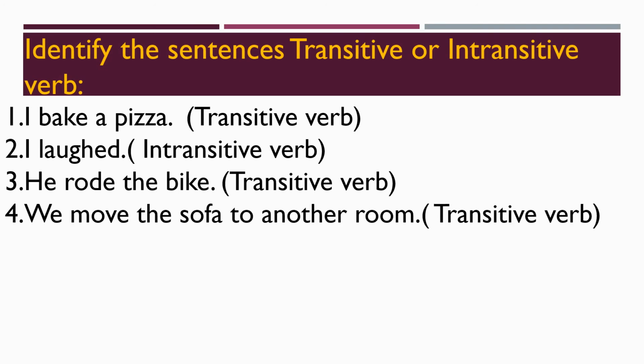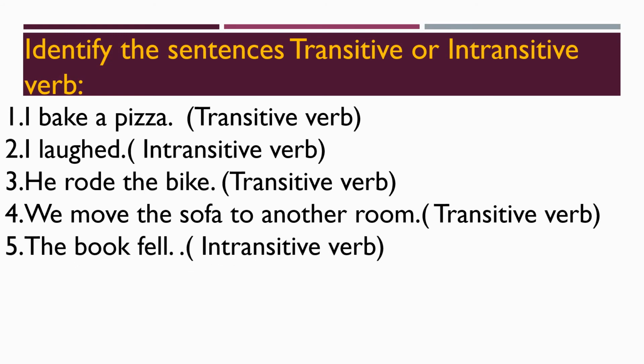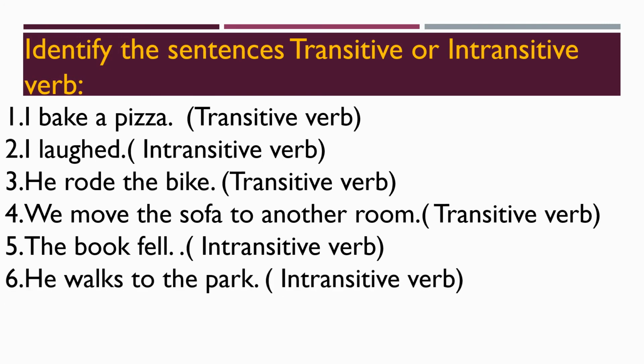Fourth, we move the sofa to another room. We is the subject, move is the verb, and sofa is the object. So, this is a transitive verb. Fifth, the book fell. Here we have the verb fell, but there is no object. So it is an intransitive verb.